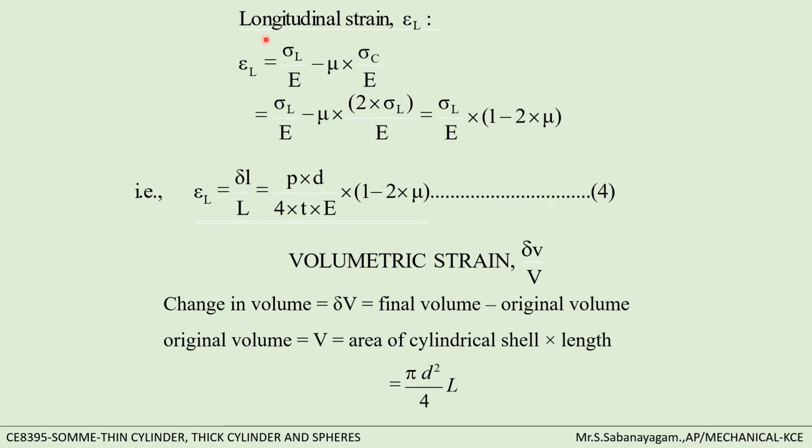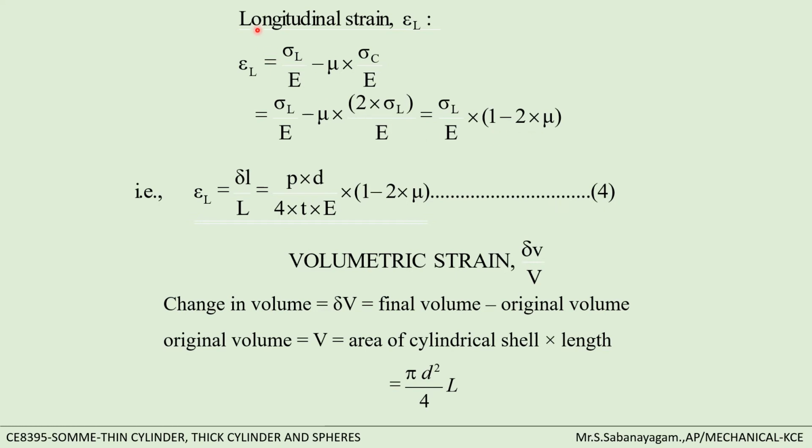Now we are going to see about longitudinal strain. By using Hooke's law and Poisson theory, the relation is sigma L by E minus mu into sigma c by E. Since it is longitudinal strain, sigma L becomes the first term. So sigma L by E minus mu into sigma c by E, where sigma c is replaced by twice sigma L, and also substituting sigma L equal to PD by 4T, this relation becomes sigma L by E into 1 minus 2 mu.